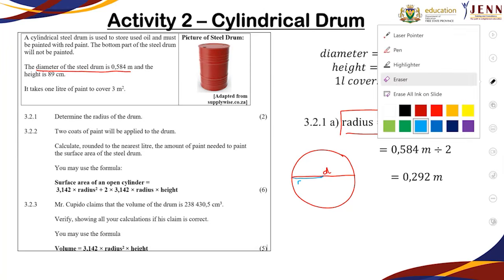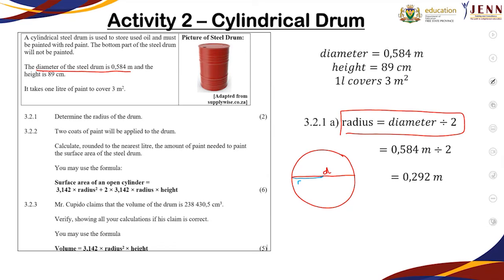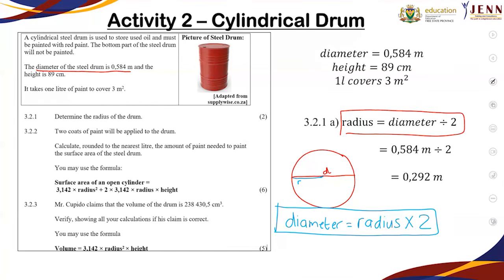I'm just going to be a little bit off topic. Now, if they give you the radius and they say you must find the diameter, so therefore, the diameter will be equals to the radius multiplied by 2. So remember that. Supposed to know it, learners. Okay.